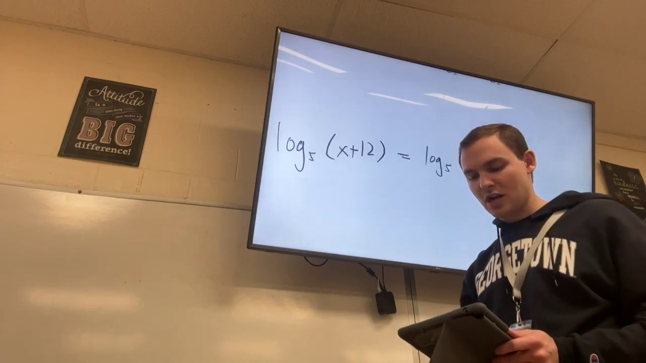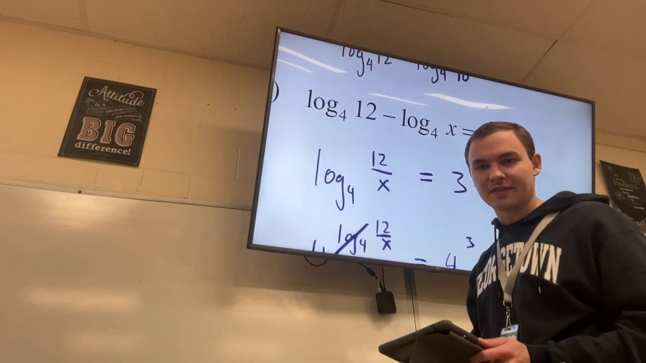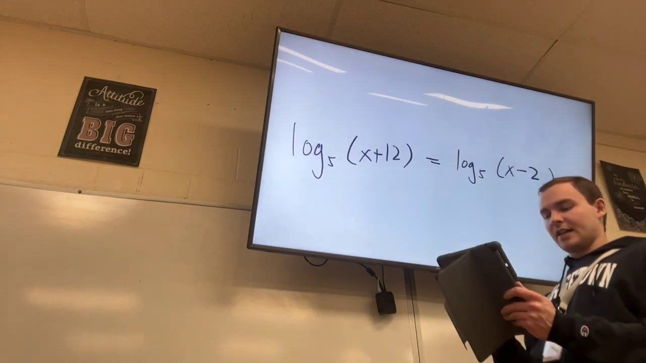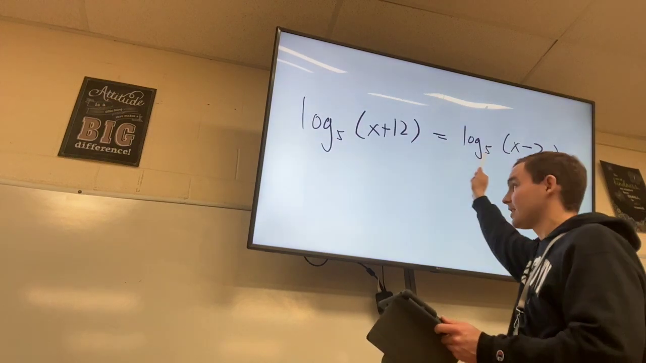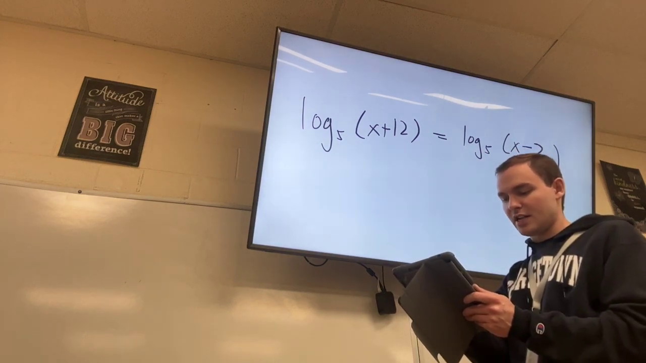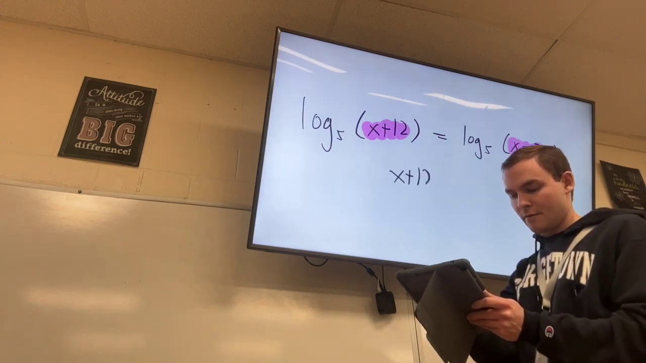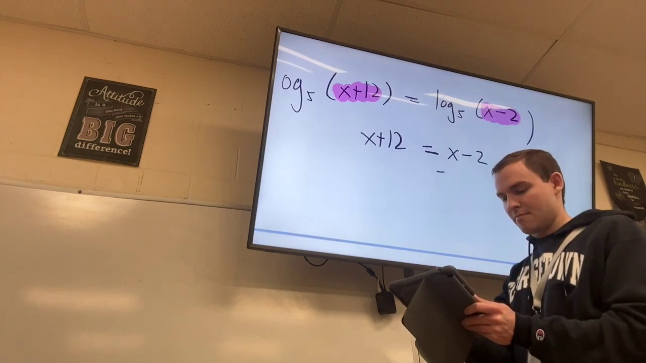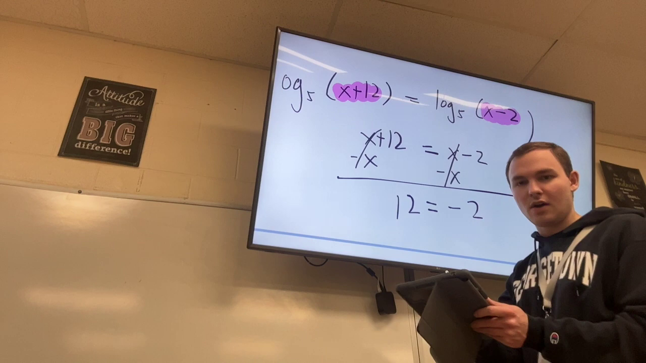Up here, this first problem we had one log on one side. Over here we had 2 logs on the left side. What's different about this problem down here is it's got one log on each side. They have the same base, the small number's the same. So all I have to do here is set whatever's inside the logs equal to each other. I do x plus 12 equals x minus 2. And then I solve that. Minus x, 12 equals negative 2. Oh no, that's never true.